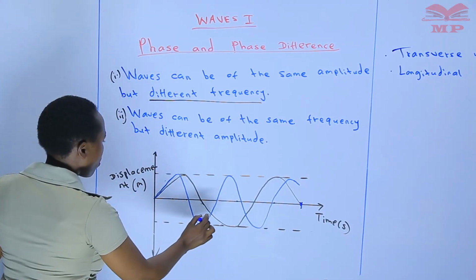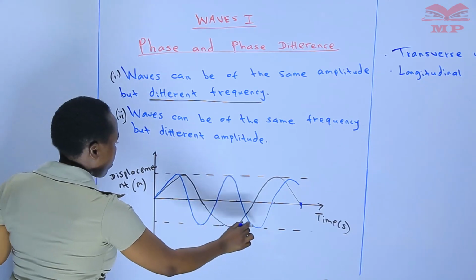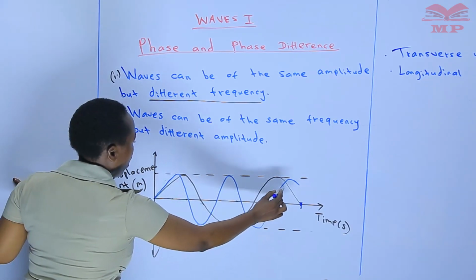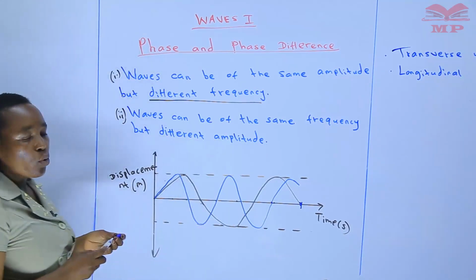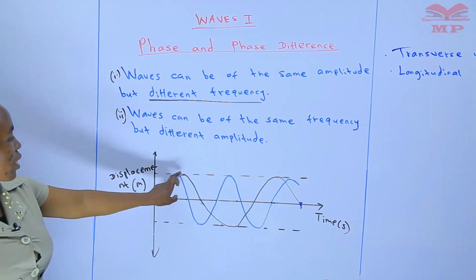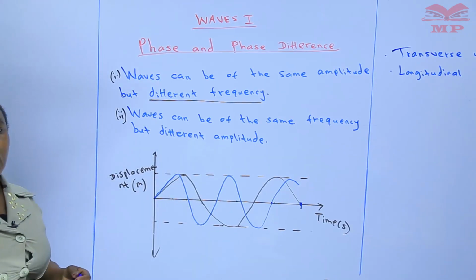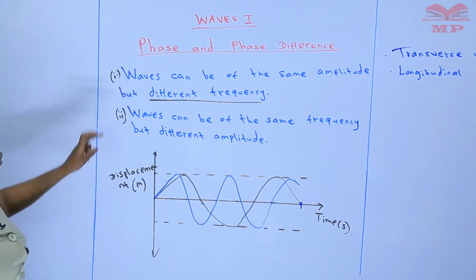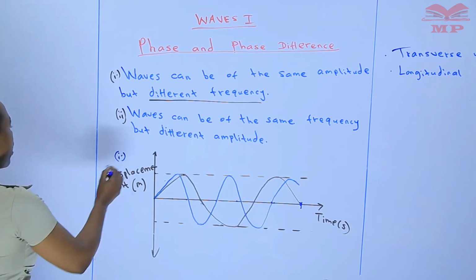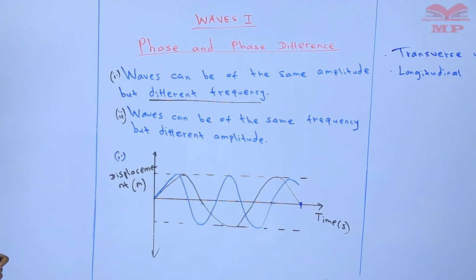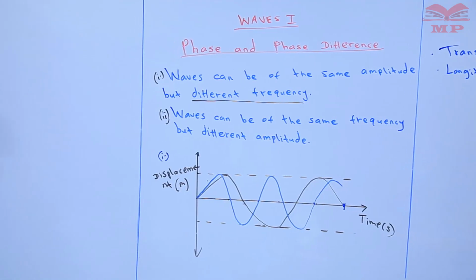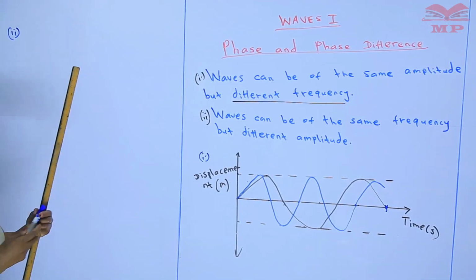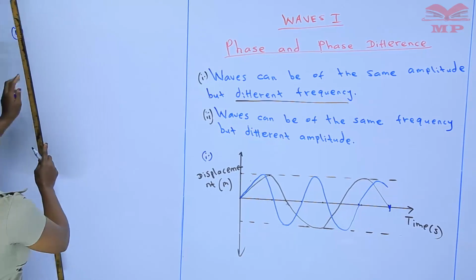Assuming that this is 1 second, how many oscillations are these? We have 1, 2, and a part of it. But in the other one, we had only 1.5. So you can see clearly that it is of the same amplitude, but the frequency is different. So we can draw the second one. So this is the first one. The second one is waves of the same frequency but different amplitude.